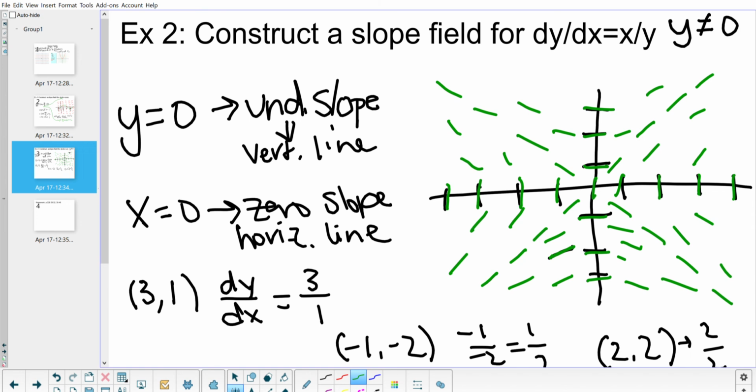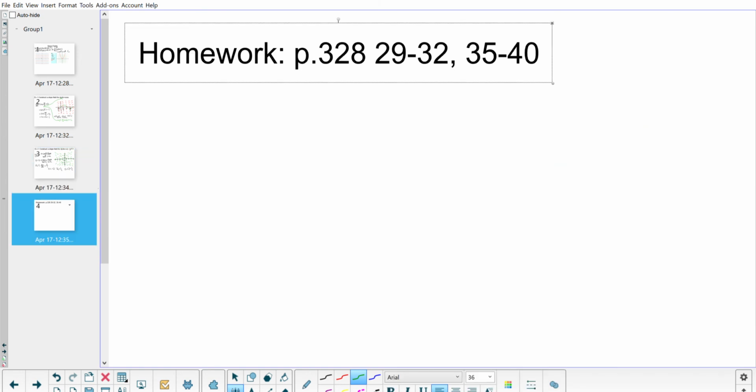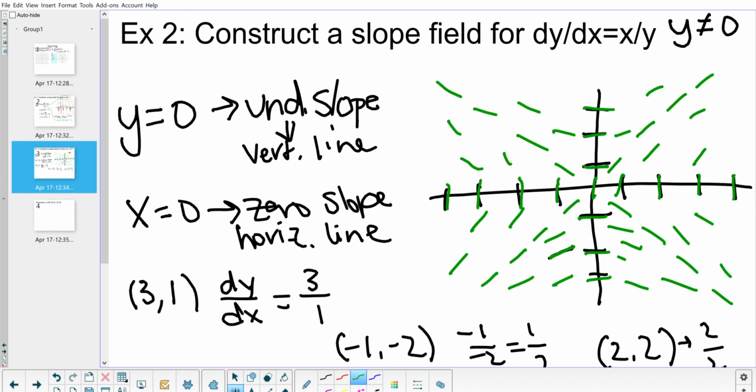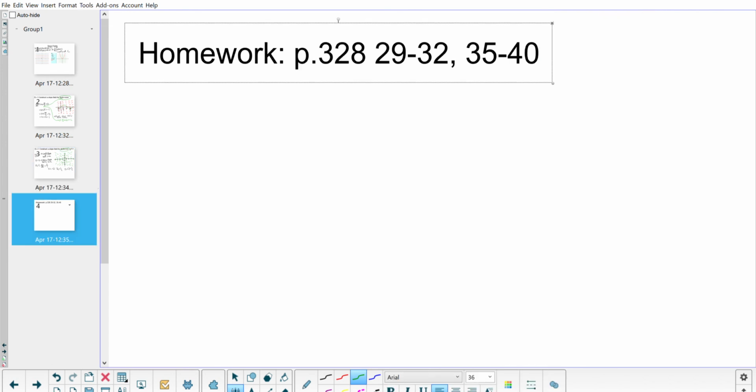Okay, so your homework is a combination of doing some slope fields that just have x in them, and then others where you have to have both x and y. Those might be a little harder, but this is your homework. You can get started on that today.